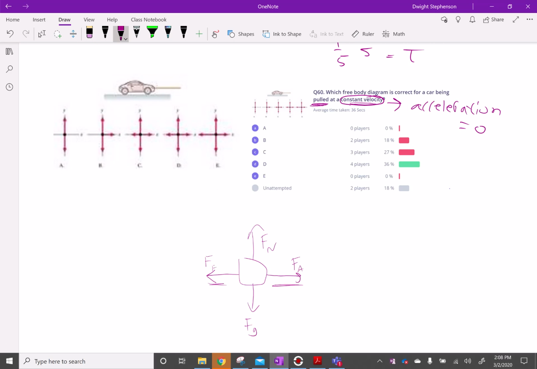Right, so you can see the one that does that best is here, where the arrows are the same size going up and going down, which is what's important, right? And it can't be A. Nobody chose that, but it can't be B because that would mean it's accelerating. It can't be C because also this arrow is bigger, which means it would be accelerating. And if it was E, this car would be slowing down because the friction would be greater than the applied force, right? So it's got to be D.